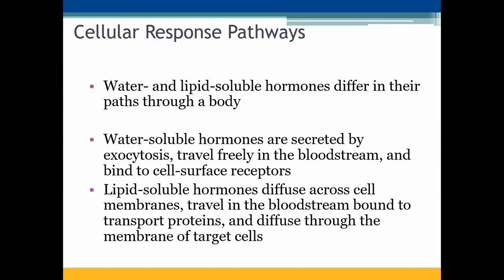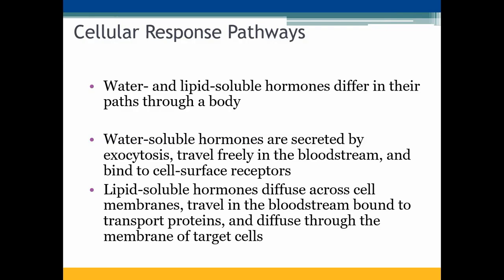Water and lipid soluble hormones differ in their pathway through the body. Water soluble hormones are secreted by exocytosis, travel freely in the bloodstream, and bind to cell surface receptors. Lipid soluble hormones, on the other hand, diffuse across the cell membrane because they can cross it easily, travel in the bloodstream bound to transport proteins, and diffuse through the membranes of the target cells.